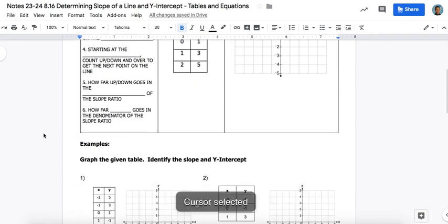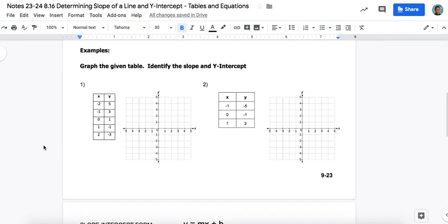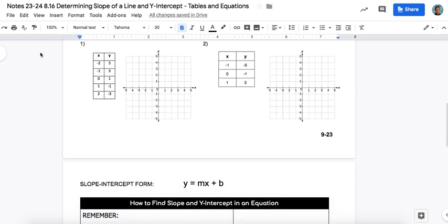So let's move on. It says graph the given table, identify the slope, and y-intercept. So remember, we want to locate the y-intercept first. So I see (0, 1). So I'm going to start right here. And so that means that the y-intercept is 1. So we're going to write b equals 1. And that is the y-intercept. And I always like to circle the y-intercept.